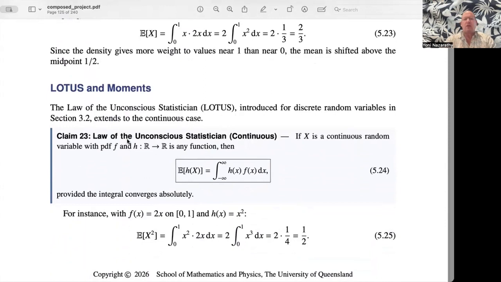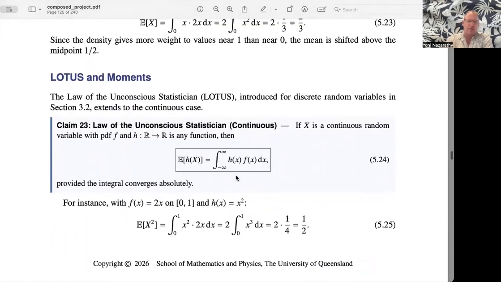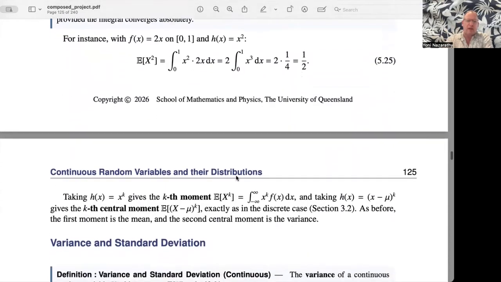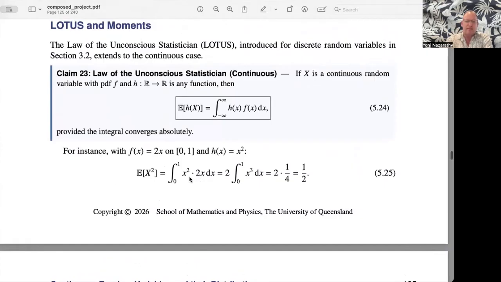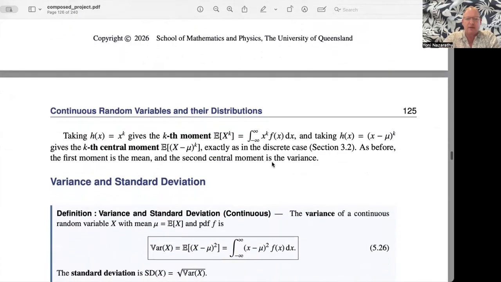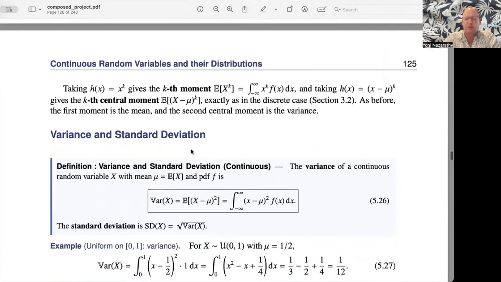You can again use the law of the unconscious statistician, LOTUS, and take the expectation of a function of a random variable in the same way. Instead of having little x here, we have h of x. Most importantly, for example, if we have the second moment, then you've got an integral of x squared. So the second moment of this random variable happens to be a half. In the same way, just like we had for discrete random variables, you've got the kth moments and the kth central moment as well.